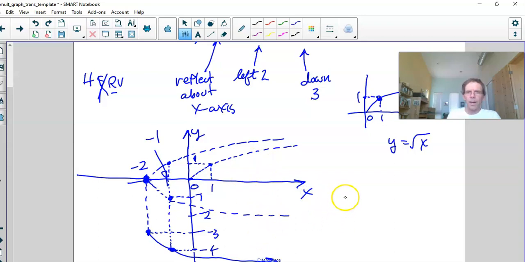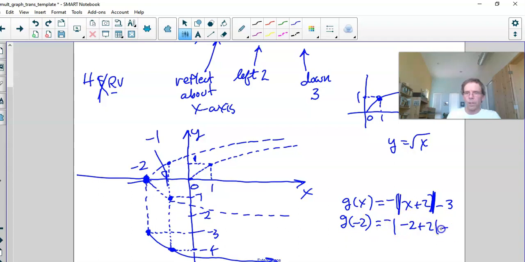And now let's test our graph. Remember, we had g of x equals negative absolute value of x plus 2, minus 3. That should be absolute value there. All right. So at x equal -2, so g of -2, we're hoping to get -3. Let's see if that happens. So we have negative absolute value of -2 plus 2. Ooh, it's looking good, right? That's -2 plus 2 is 0. Negative of 0 is 0 still. We get -3. It worked.